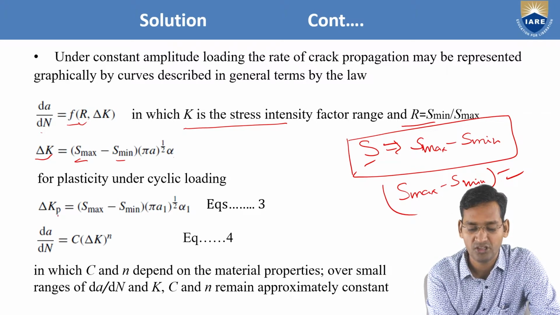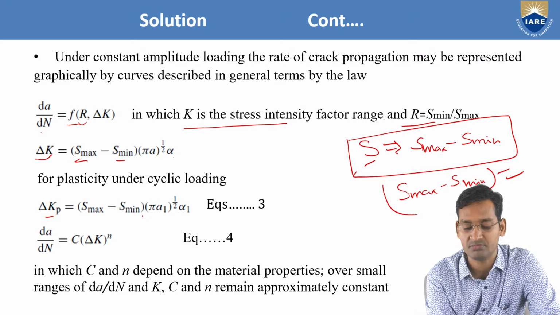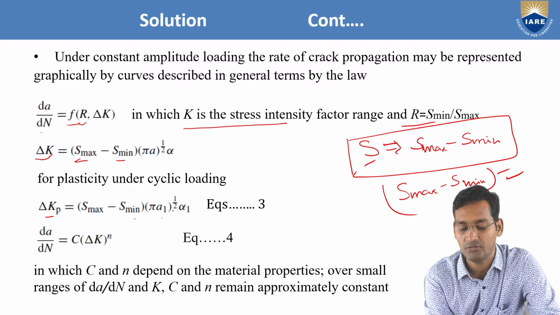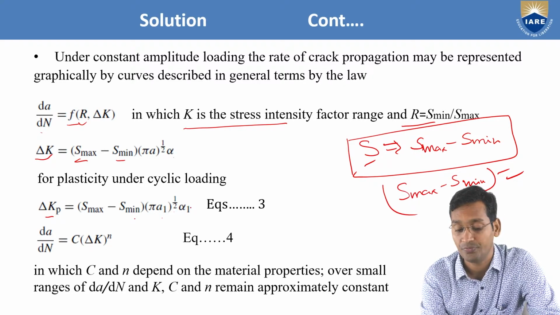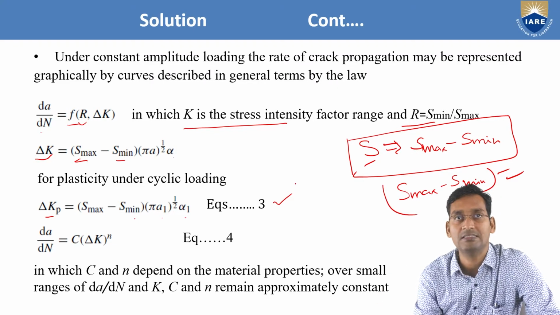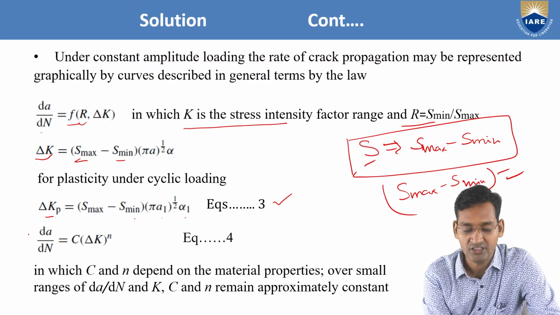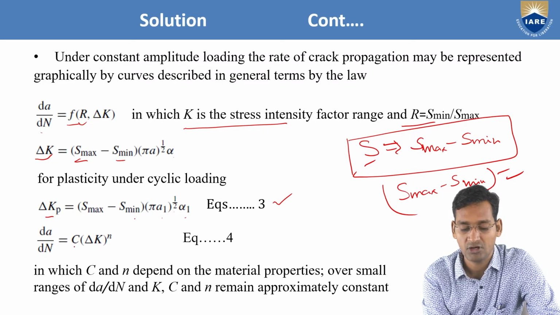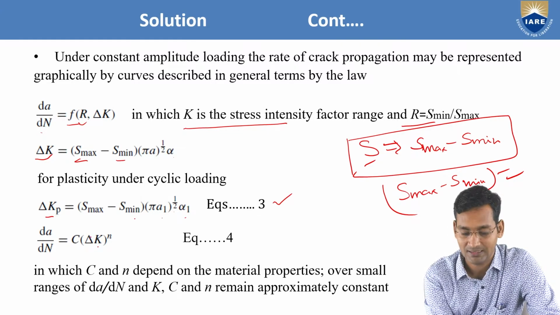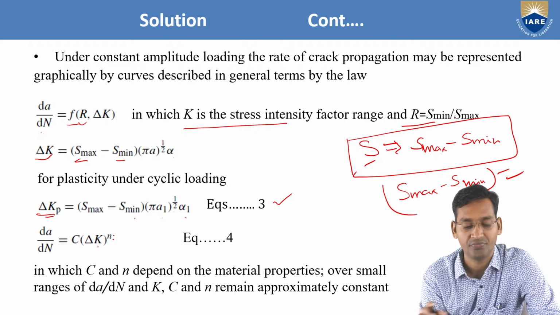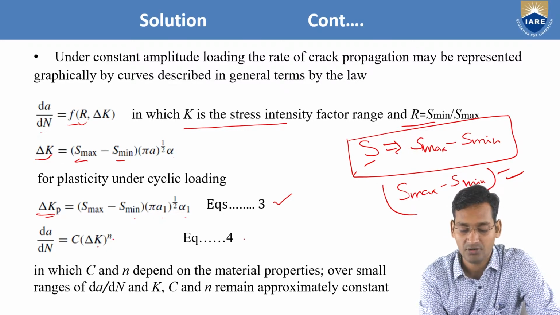So now same for Kp, this will be what? S max minus S mean by A1 power half alpha 1, right? So this is assumed as equation 3. So dA by dN will give you what? C delta K, that is this one, power N, right? This is our equation 4.